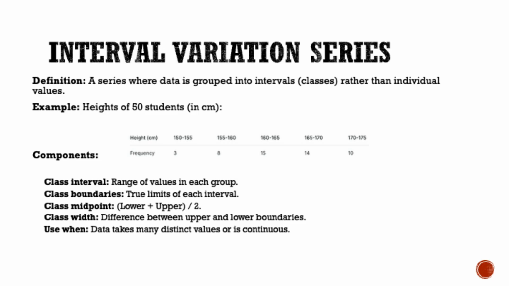Each class interval has several components. The class interval itself, which is the range of values, class boundaries, which are the true limits of each interval, class midpoint, which is the average of the lower and upper limits, and class width, which is the difference between upper and lower boundaries. Interval series are used when data takes many distinct values or is continuous, like height, weight, or time.